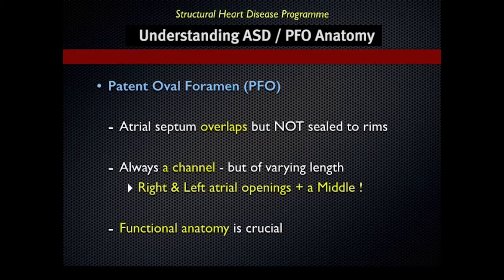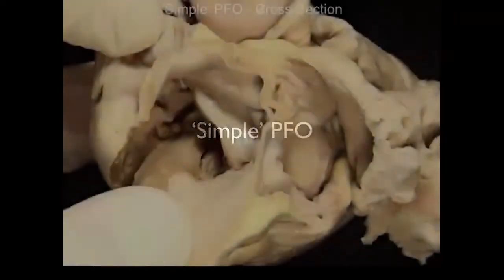And I'll illustrate what I mean by that in just a moment, but it is how the septal tissue is able to move away from its rims, and that depends partly on the structure of the septal tissue and also the degree of fusion that it has to the rims itself. So let's look at an example of a simple patent foramen ovale.